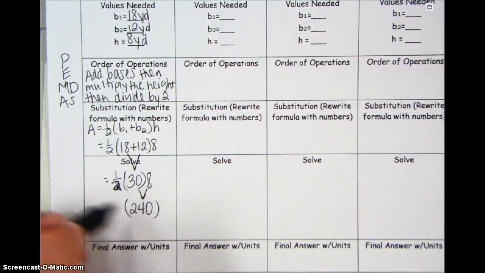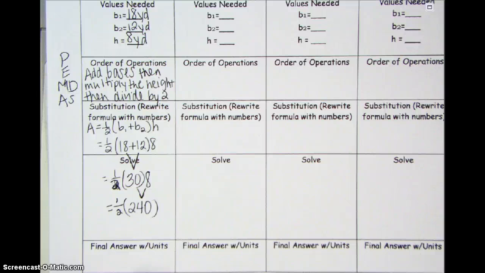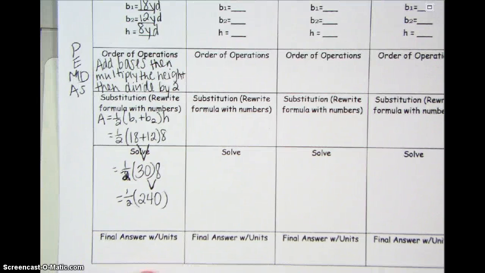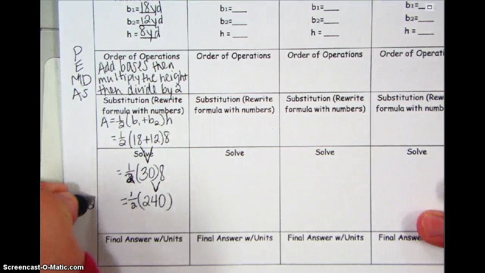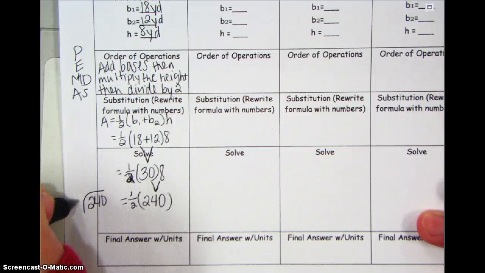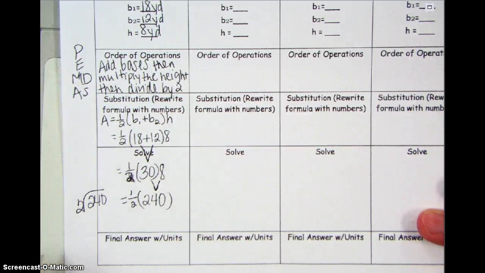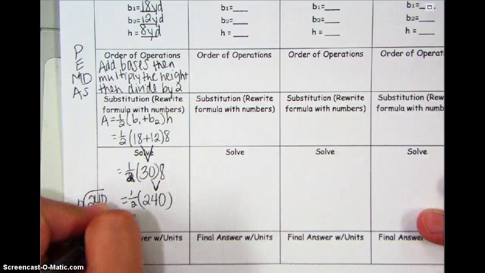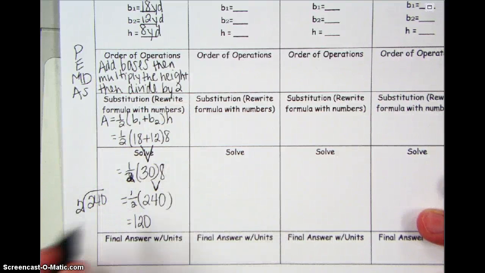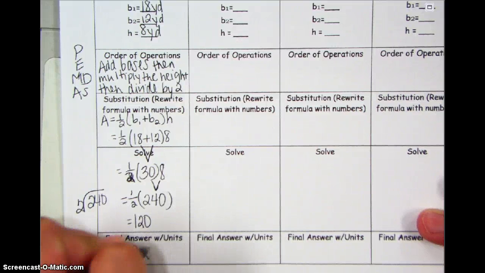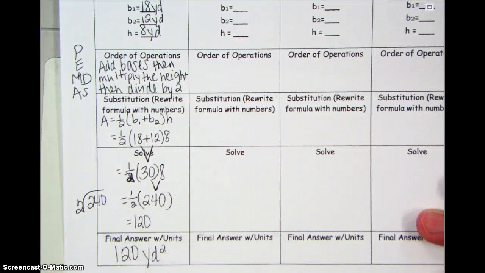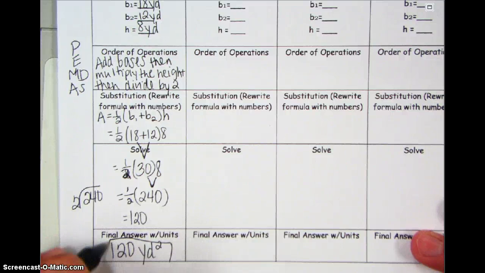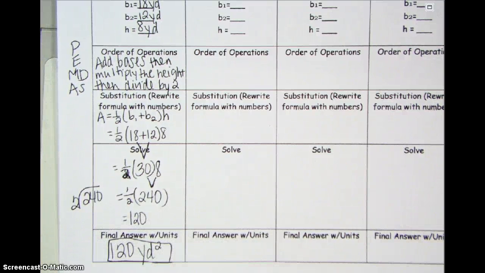And our last step that we can't forget is to take the half of that 240, which also means divide by 2. So 240 cut in half. In other words, what's 24 cut in half? 24 cut in half is 12, and then tack on my 0. So I'd get 120 yards squared. Remember, our units in area are always squared, so 120 yards squared.